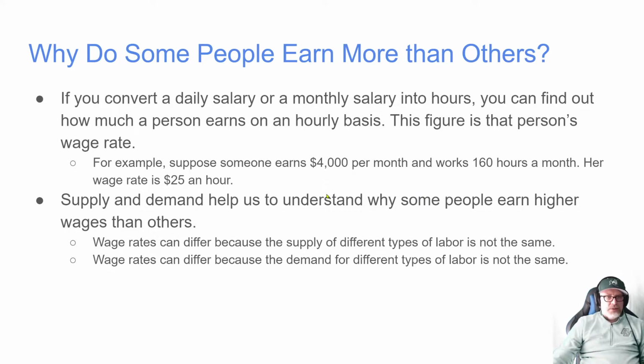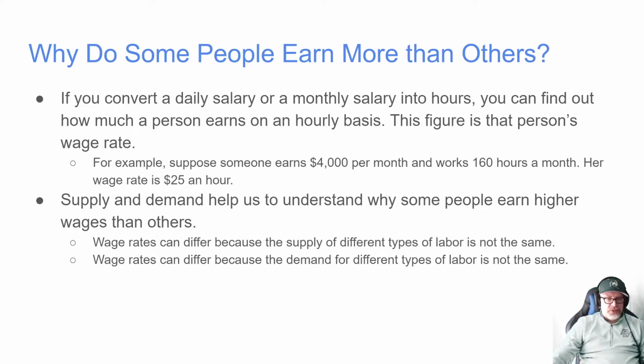So, why do some people actually earn more money than others? If you were to convert a person's daily salary or a monthly salary into hours, you can find out how much a person earns on an hourly basis. And this figure is what a person's wage rate is. For example, suppose somebody's making $4,000 per month and they work 160 hours a month, then that person's wage rate is $25 per hour.